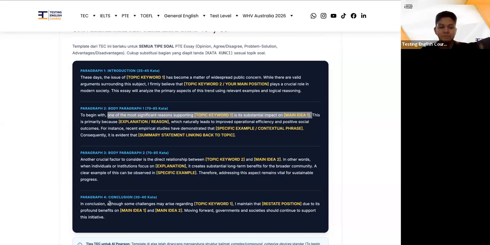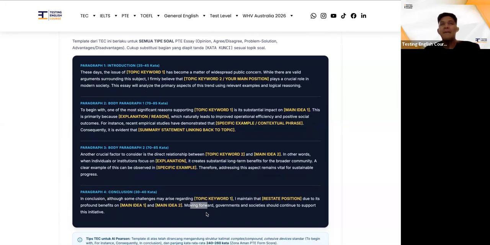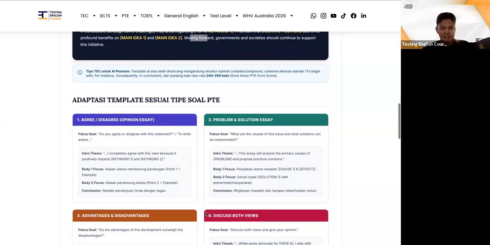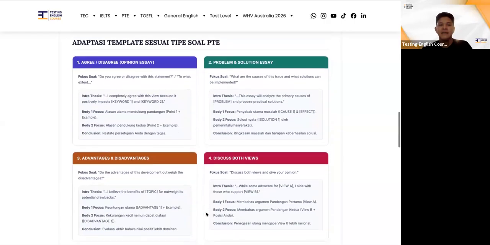Then the only thing left is the conclusion. We go with, to sum up, although some challenges may arise regarding topic 1, and your position, then you go with main idea 1, main idea 2, or let's say shortly, government and society should continue to support these initiatives. So I might say this is long, but in several aspects, this is also short, as I will tell you after this.